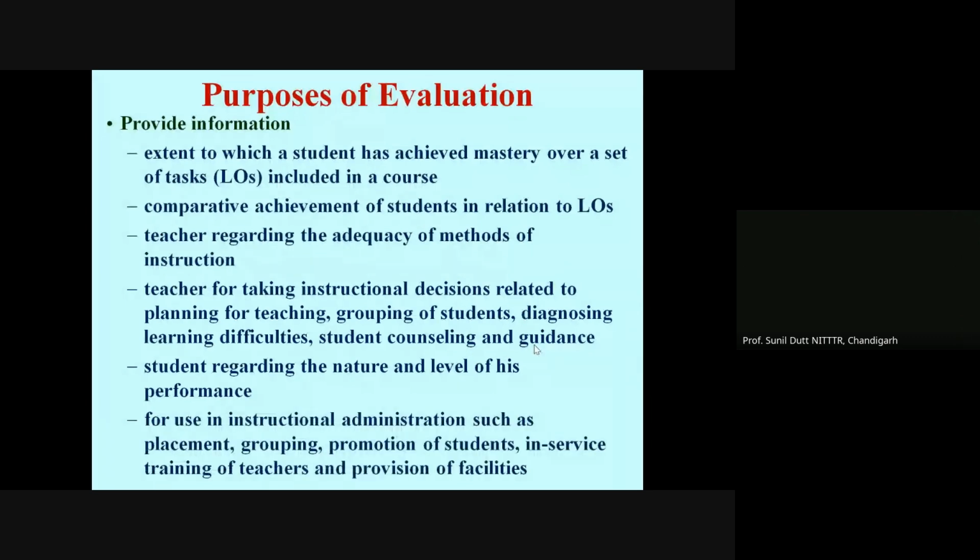And the same information can be used by the administration for providing in-service training to the teacher. Maybe the results are not up to the mark, so there is a need to provide training to the teacher, or the results are not good because the facilities are not adequate, the equipment or the consumables are not available in the laboratory, and so on.